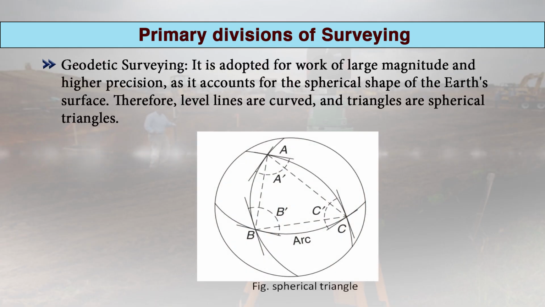Now the next type of surveying is geodetic surveying. Geodetic surveying is adopted for work of large magnitude and higher precision. Why? Because it accounts for the spherical shape of the earth's surface. Therefore, level lines are curved and triangles are spherical triangles.